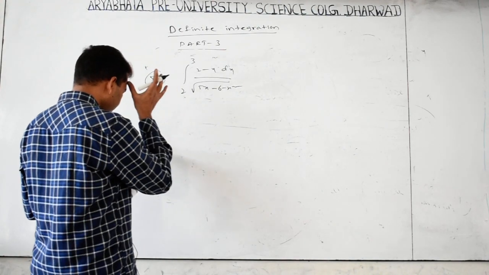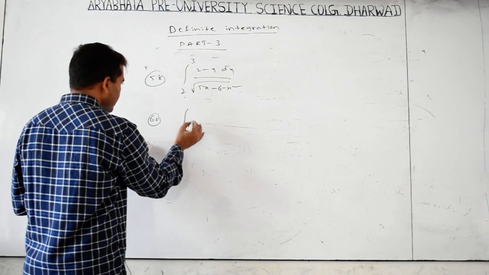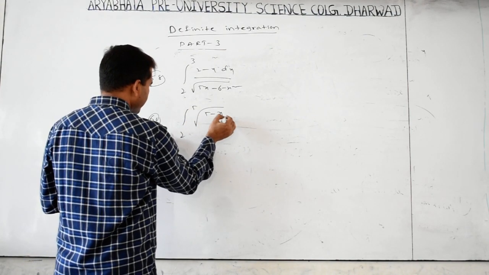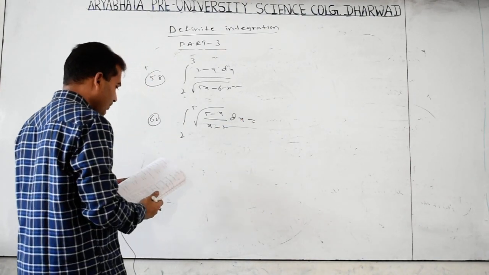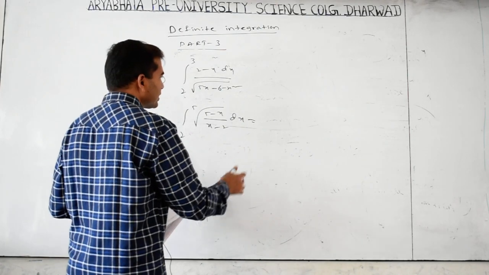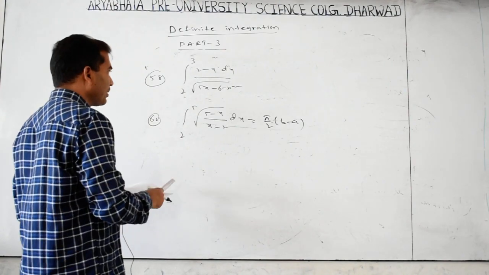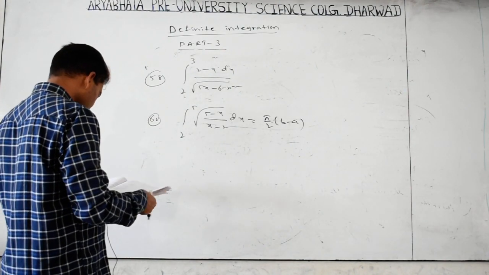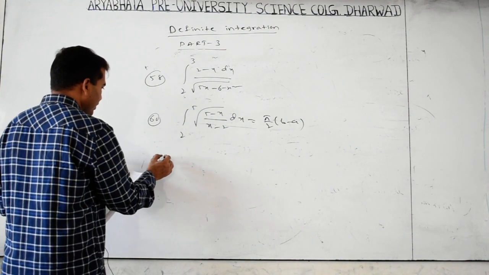59 is also a standard formula, and 60 is also direct. Integration from 2 to 5 of root of (5 minus x) by (x minus 2). We have already discussed this. What is the formula for that? Pi by 2 into (b minus a). Use the formula, upper limit minus lower limit. 61 is also a standard limit, and 63 also.